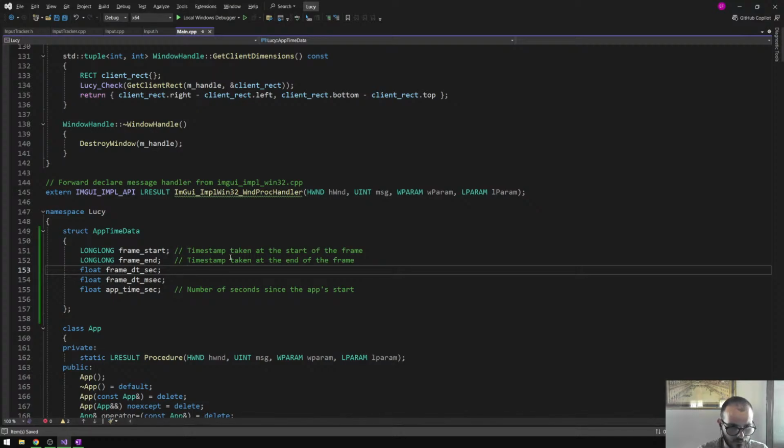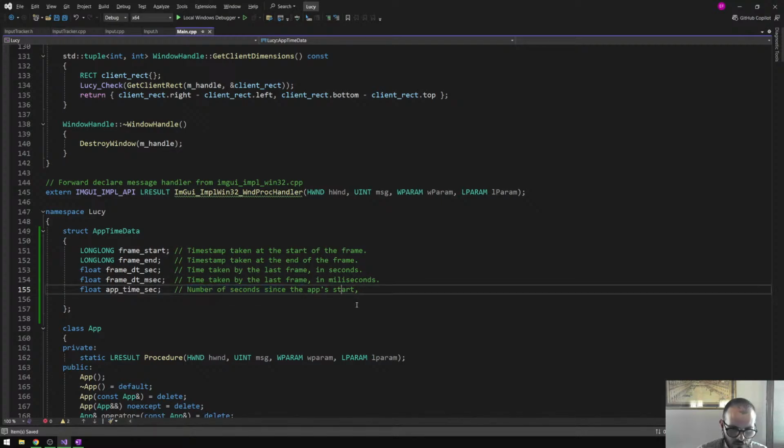well, the time it took, the time it took, time taken by the last frame, time taken to process the time taken by the last frame in seconds, and here it's just the time taken by the last frame in milliseconds. This is the number of seconds since the app start.